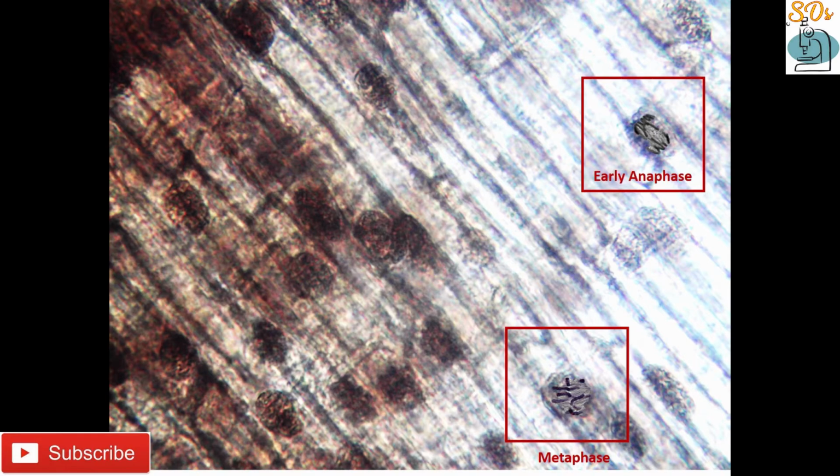Next phase, metaphase. The chromosomes become thick and the two chromatids of each chromosome become clear. Each chromosome is attached to spindle fibers at its centromere. The centromeres are arranged at the midline of the cell.